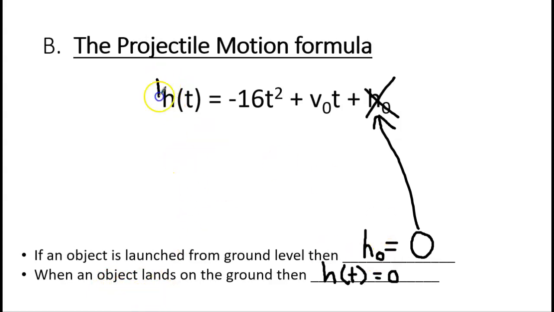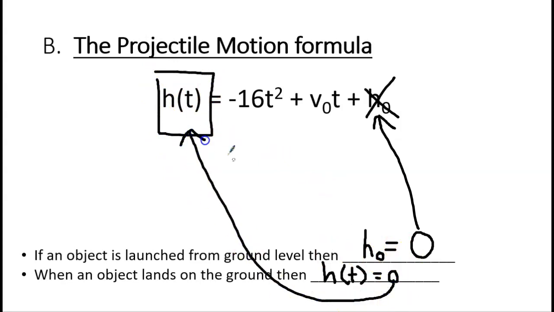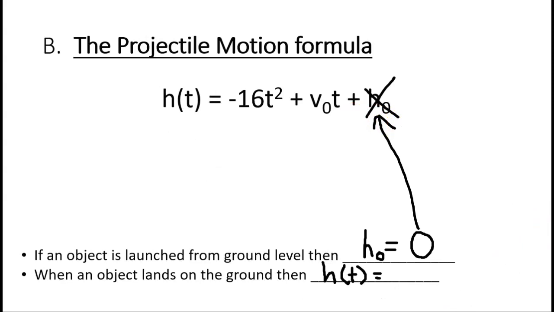Well, what we're going to do is say, okay, I know that the output height is 0 because the object has landed on the ground. So I'm going to plug 0 in for my h of t, and then solve for t to find out when that happens. So there are two little things that you need to be aware of today and watch out for.